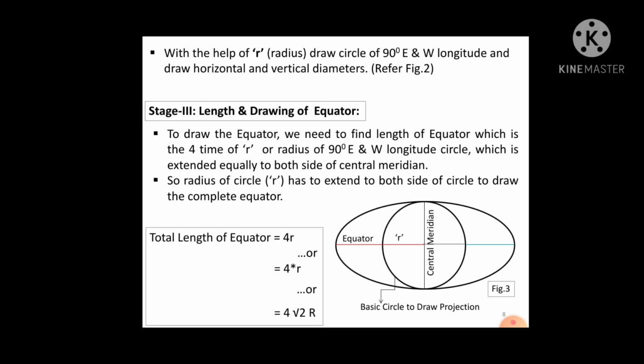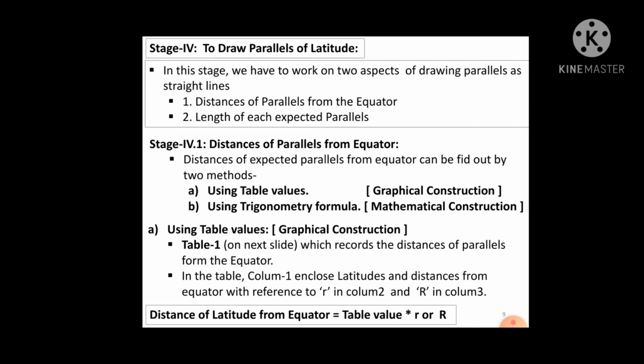That means 4 times small r is nothing but the length of the equator, right? So it is very simple to find the length of the equator, that is 4r, or 4 multiplied by r, or even 4 root 2 capital R. By these equations you can find the length of the equator, and you can place it over there. So this is another important stage.